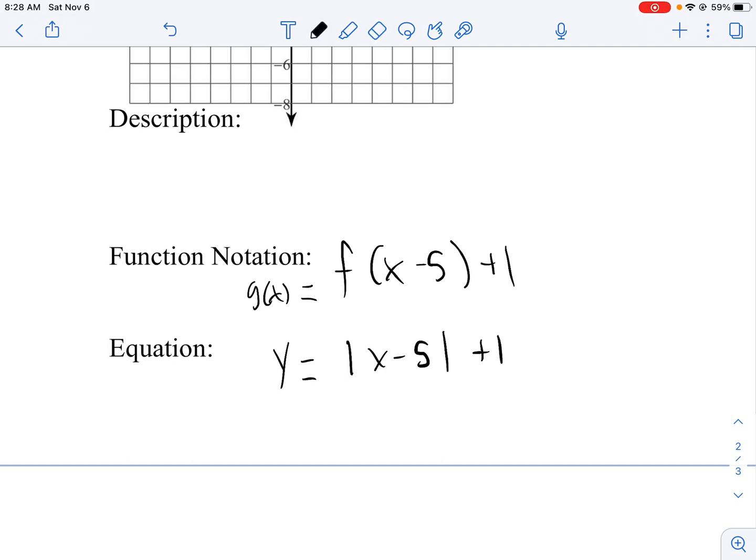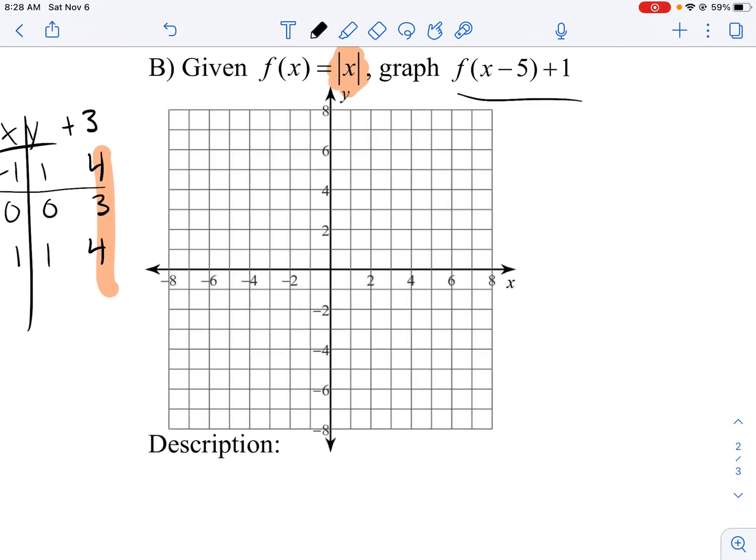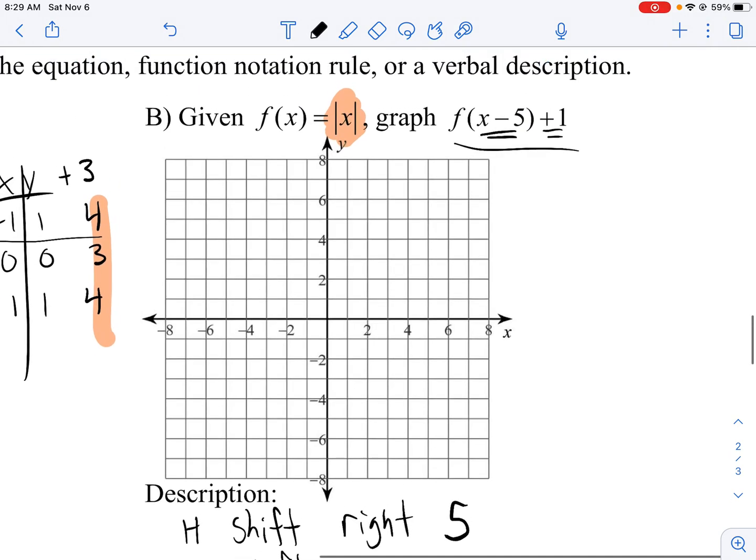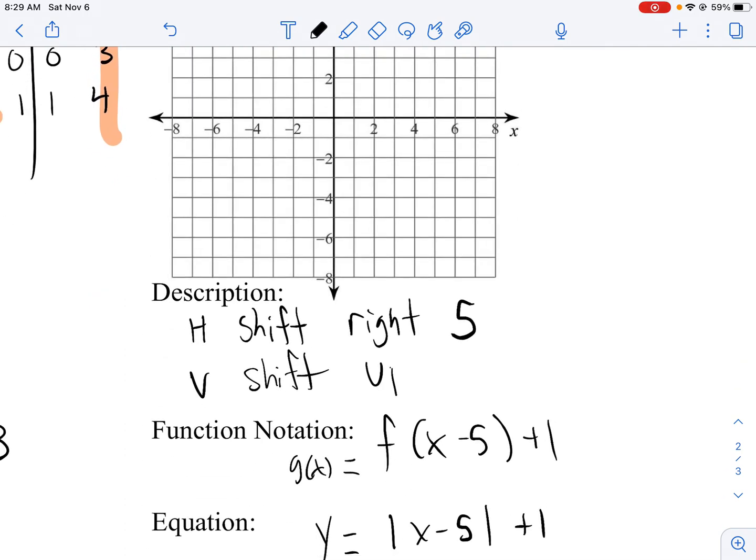Same thing. So description-wise, what would we have going on? First off, we have stuff on the inside. It's adding, subtracting, so that is a horizontal shift. We see a minus 5. With the x's, we do the opposite. So the opposite of subtraction is addition. So we are shifting to the right 5, because positive in the x direction is to the right. And then we see this plus 1 on the outside. Plus on the outside is a vertical shift, and we literally do what we see. So plus in the y direction would be going up. So we have a vertical shift up 1.